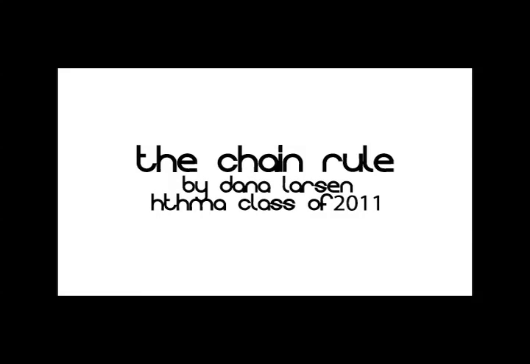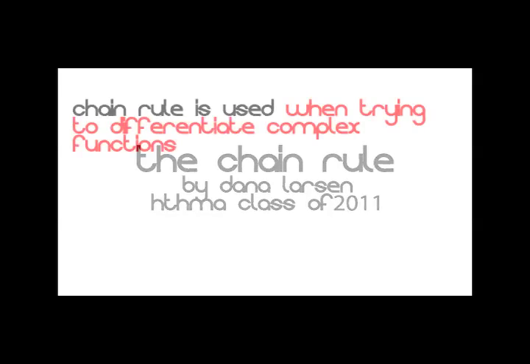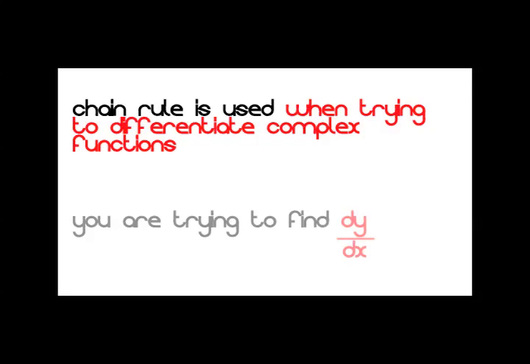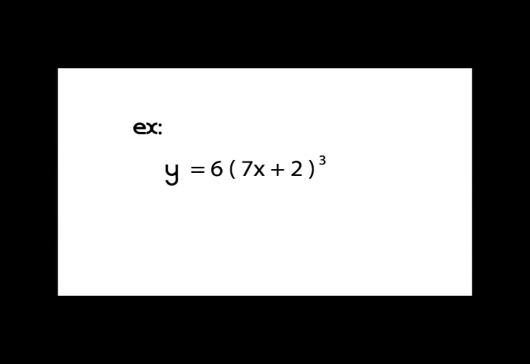Okay, this is a tutorial on how to do the chain rule. So the chain rule is used when you're trying to differentiate complex functions. And what you're trying to do is find dy/dx, which is basically the derivative of y in terms of x. So for example, let's say you wanted to do the chain rule on y equals 6 times (7x plus 2) all to the power of 3.